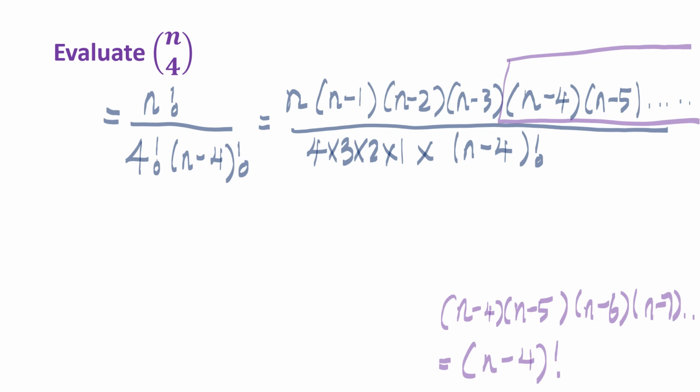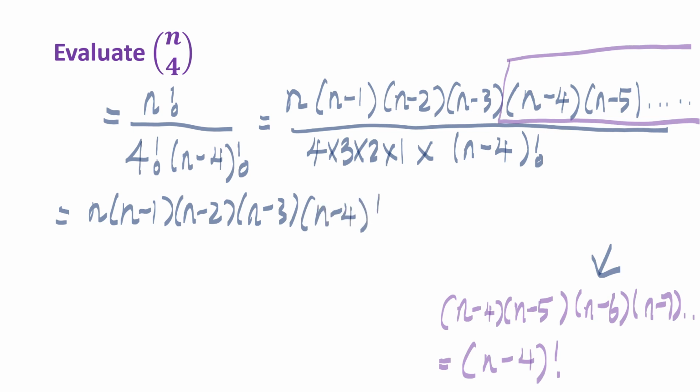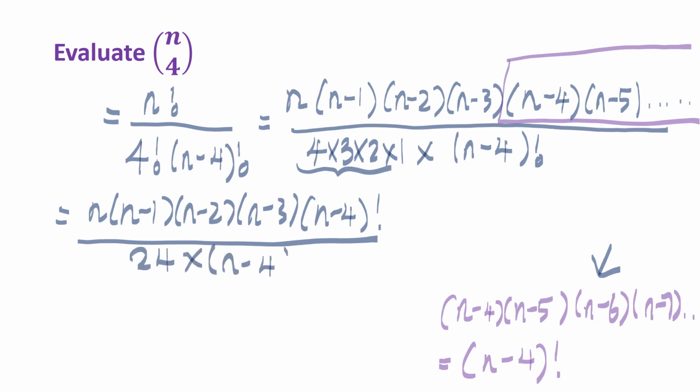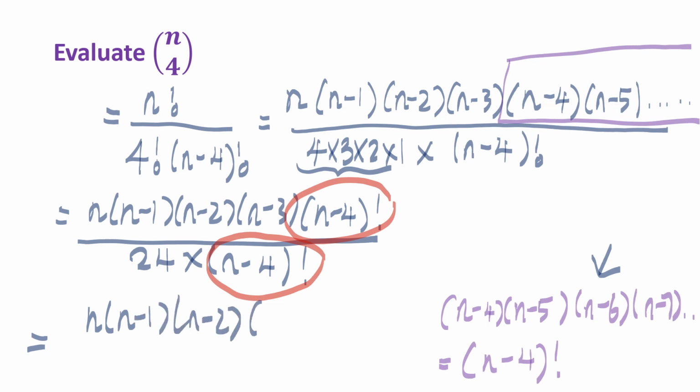Right. So if you can understand this part here, what I'm going to do is I'm going to rewrite it as n, n minus 1, n minus 2, n minus 3, and then the rest is actually just n minus 4 factorial. Right, I can simplify this to be 24. Right, so can you see that this n minus 4 factorial at the numerator can divide the n minus 4 factorial at the denominator, and that will simplify the whole thing to be this answer. Oh, sorry, better don't put an exclamation mark, then you will mistake it as a factorial. Okay, the exclamation mark in math is actually the factorial symbol.